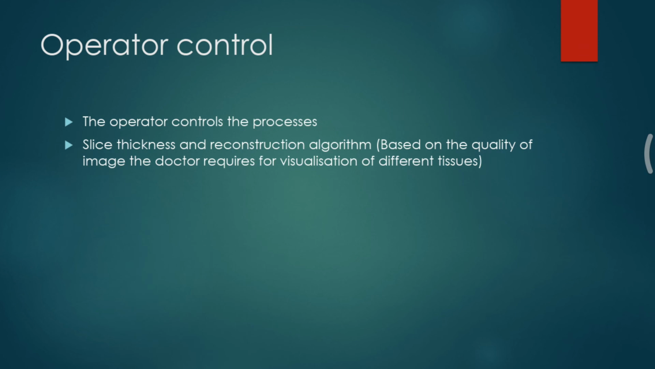So once the image is captured by the data acquisition system, it is then the operator controls the process. So the radiographer who has a basic understanding about what's the need for this particular CT scan tries to change certain settings. So the advantage of this is based on the quality of the image the doctor requires. The doctor has ordered for visualization of different tissues, the controls can be changed. This is called a reconstruction algorithm.